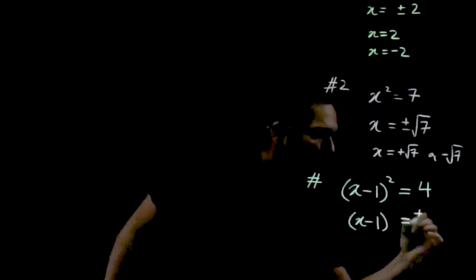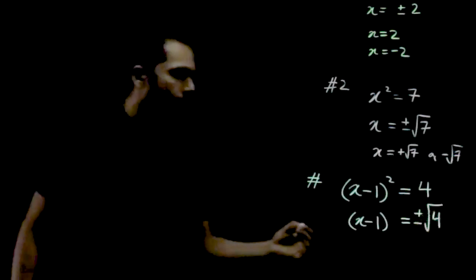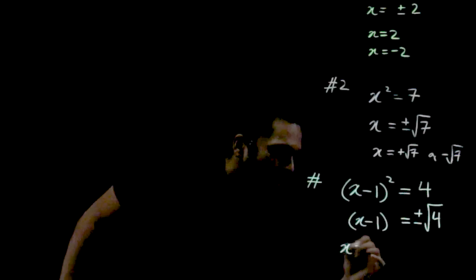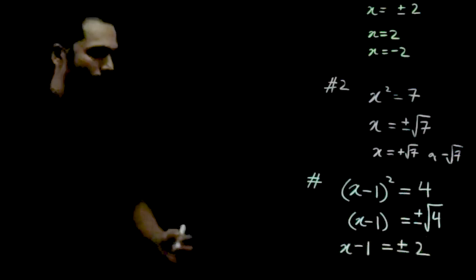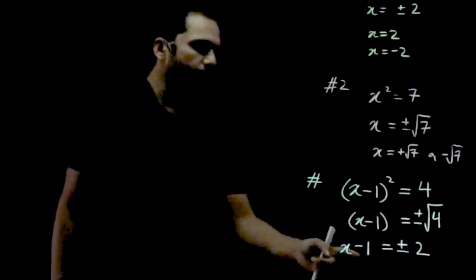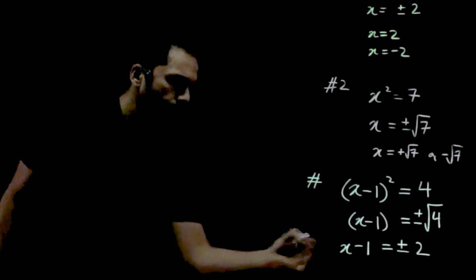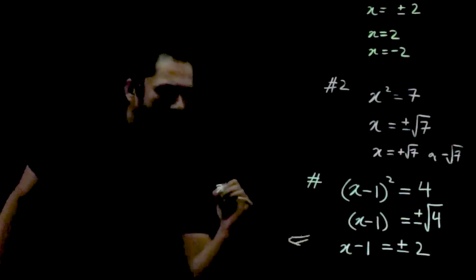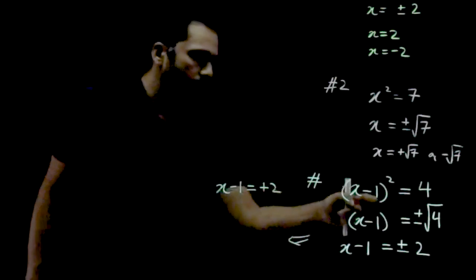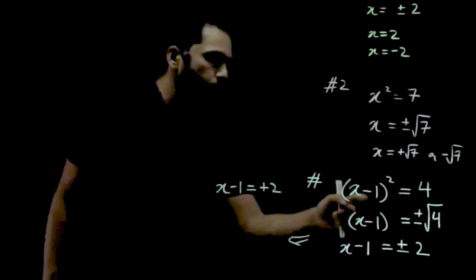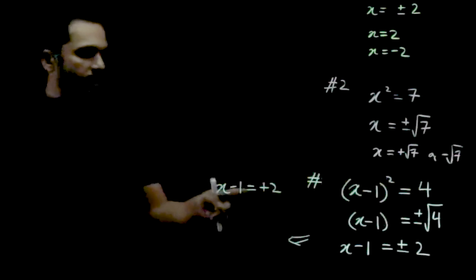It is plus minus root of 4. Now root of 4 is 2, so you can write it as 2. So what we get is x minus 1 is equal to plus or minus 2. Now this will lead me to two answers. What two answers? I'll just write it over here. One is x minus 1 is equal to plus 2. If x minus 1 was plus 2, will the square be 4? Yes, it will be. It satisfies the quadratic equation. So this is a solution.